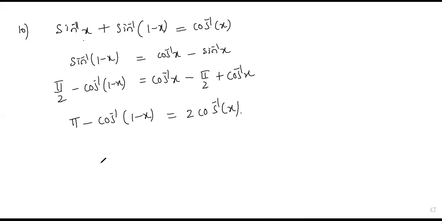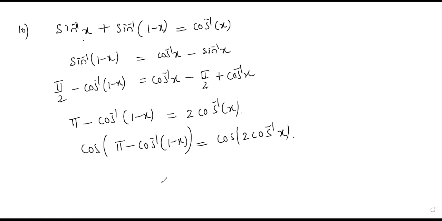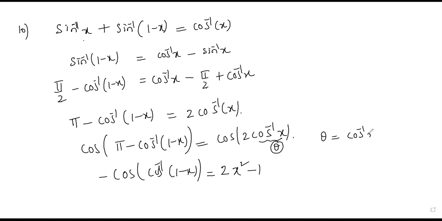Apply the cos function on both sides. So cos of pi minus cos inverse of 1 minus x is equal to cos of 2 cos inverse x. Cos of 180 minus theta is minus cos theta. If you treat cos inverse x like theta, then this is cos 2 theta. The cos 2 theta formula is what? 2 cos square theta minus 1. So here I'm putting theta equal to cos inverse x. So that x value, what will I get? Cos theta.